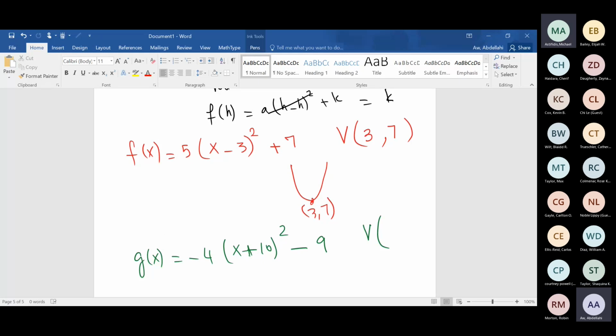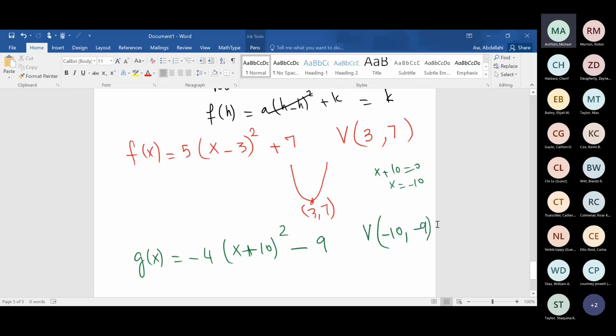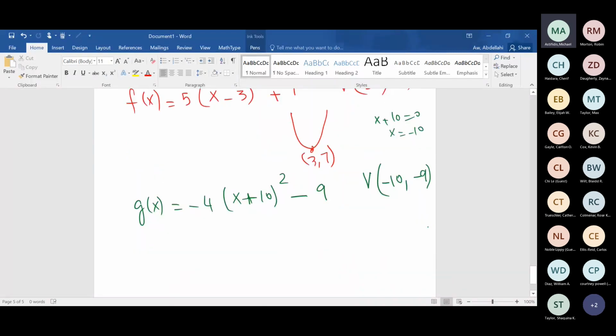But remember, the H is the number that makes the parentheses equal 0. So is it 10 or negative 10? To find the H, you have to set x plus 10 equals 0. So how much is x equal to? Negative 10. Yes. For the H you always have to solve, but for the K, you write whatever number you see, which is negative 9. Everybody see this nuance?